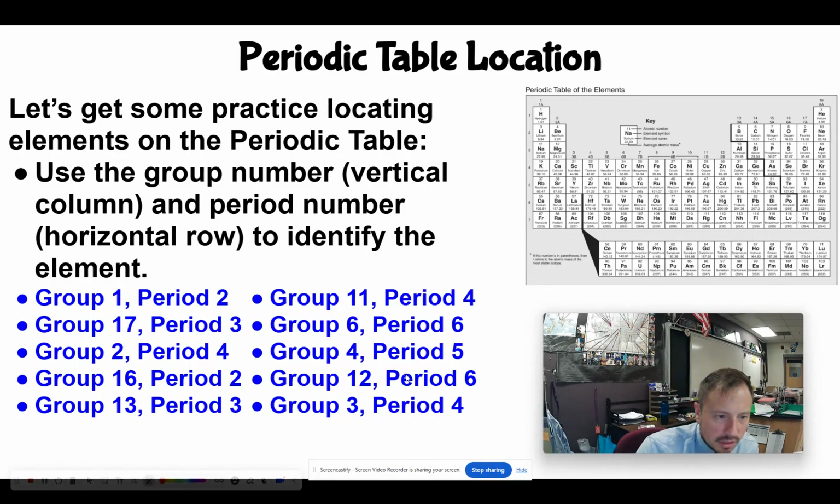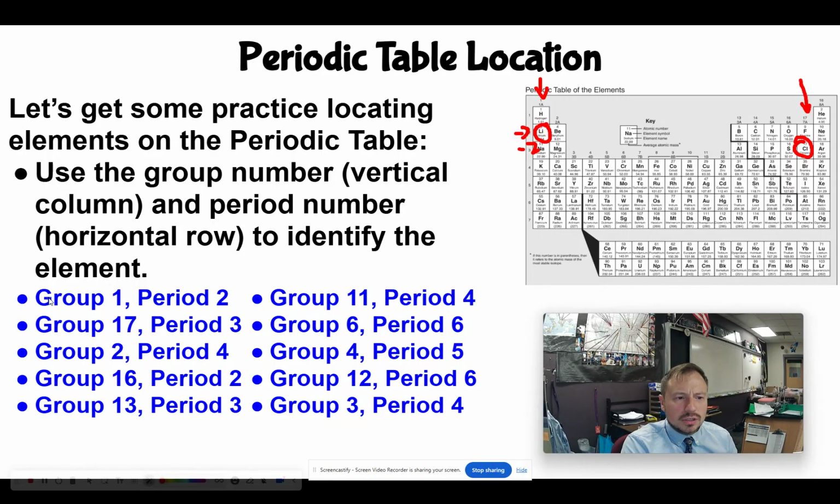I'll do the first couple for you. Group 1, period 2. Remember, groups are those columns, and periods are the rows. So that's going to be lithium. I'll do the second one here. Group 17, here's group 17 all the way over here, and period 3. 1, 2, 3. That is chlorine.